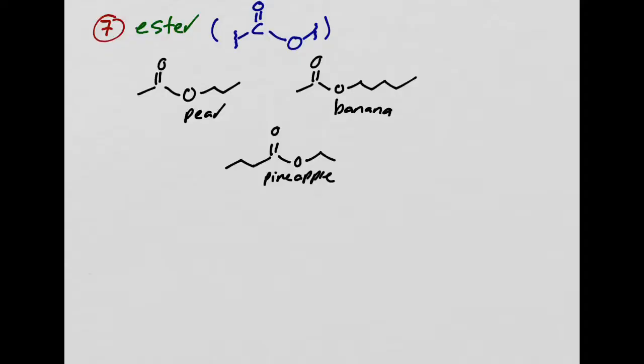C double bonded to oxygen, and then oxygen attached to a carbon on one side. So far, so good. Beautiful. All right, we're almost there. Number 8. There's 10 of them. 8 is amine.